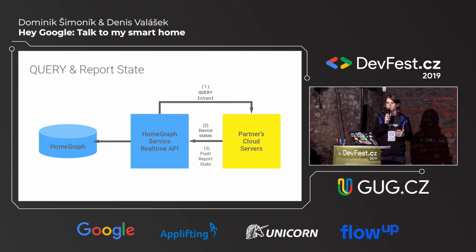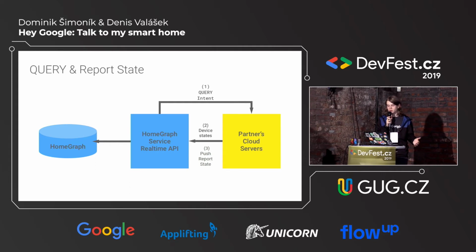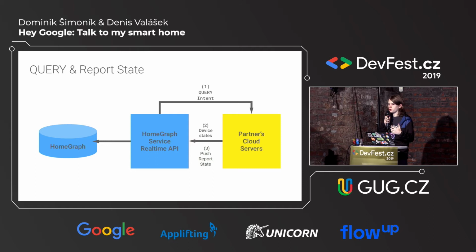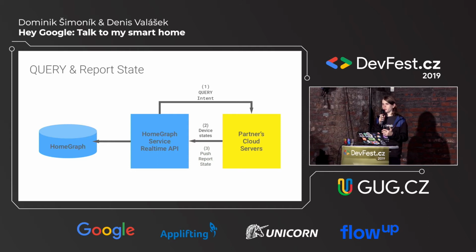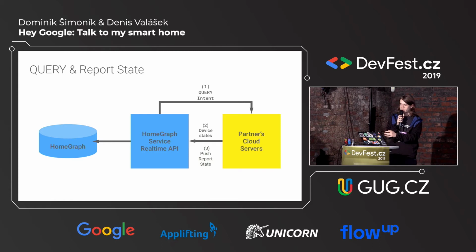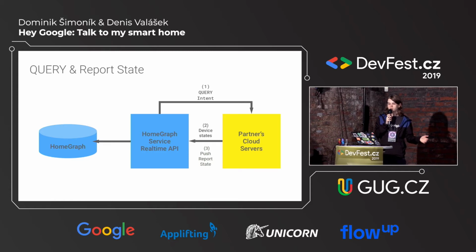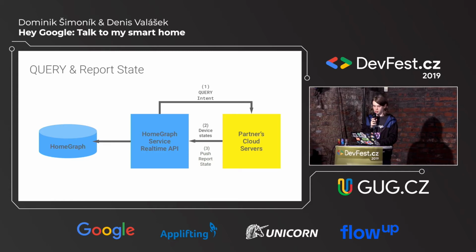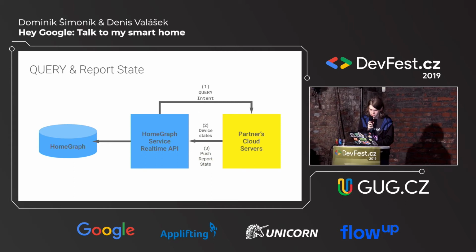So everything is up to date, because it would be difficult if, for example, you lock your door in your Android app, but then you ask, hey Google, is my door locked? And it will say, no, it's not, because the information was changed in a different app and it did not sync. So that would be difficult. That's why you need to always sync the clouds together, so it's not in disarray.